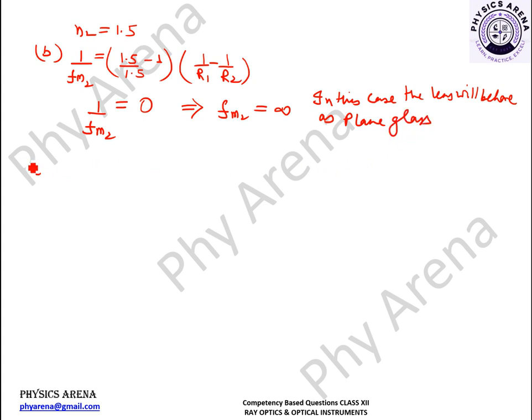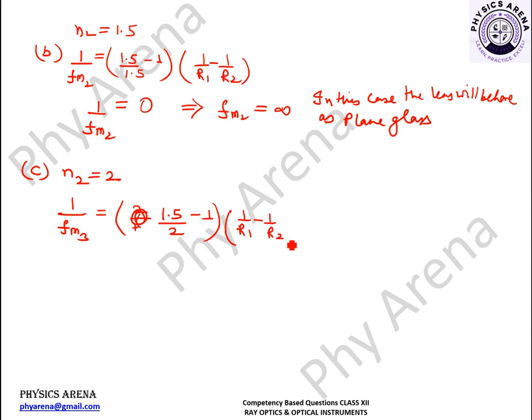Let's take part C. In part C, N2 is given to us as 2. So I can write 1 upon focal length in medium 3 will be equal to (1.5 divided by 2 minus 1) times (1 upon R1 minus 1 upon R2). And this is equation number 3.